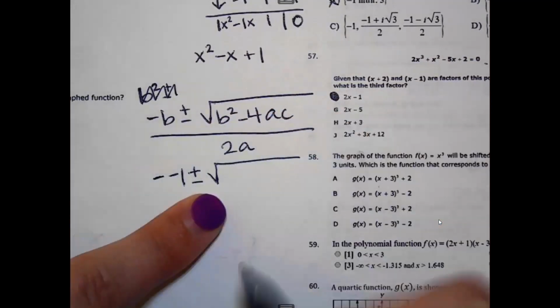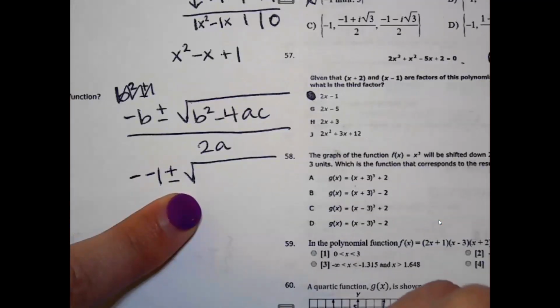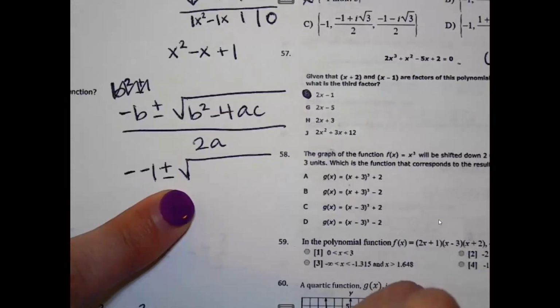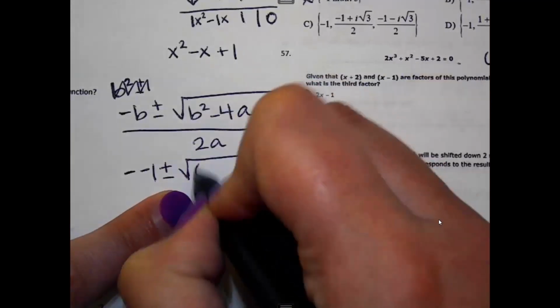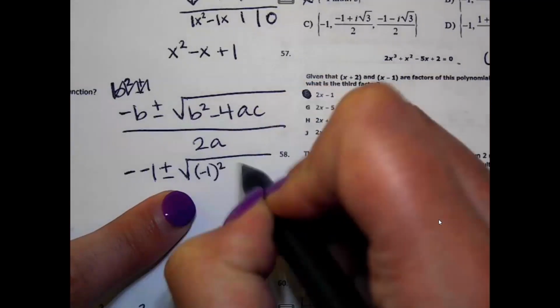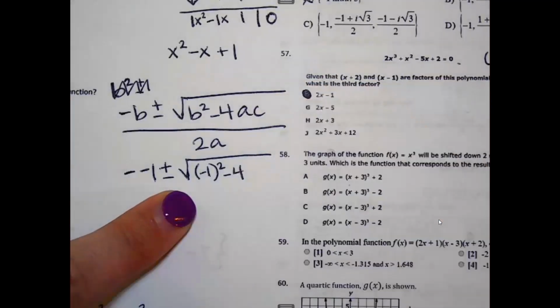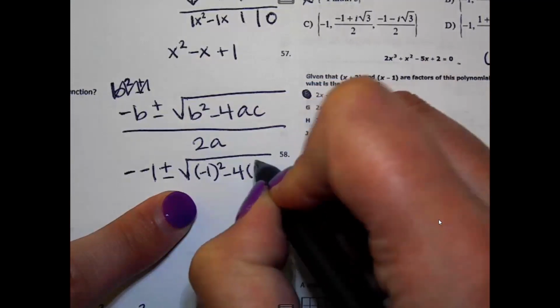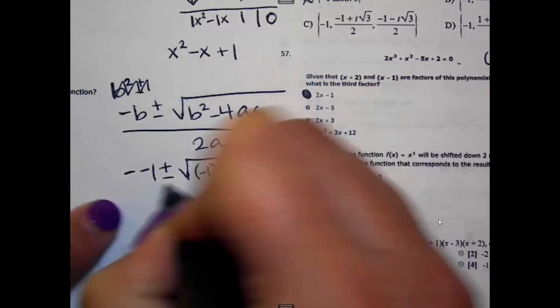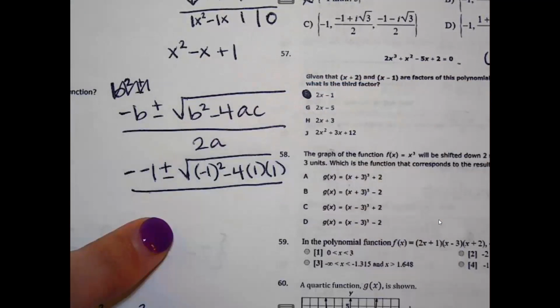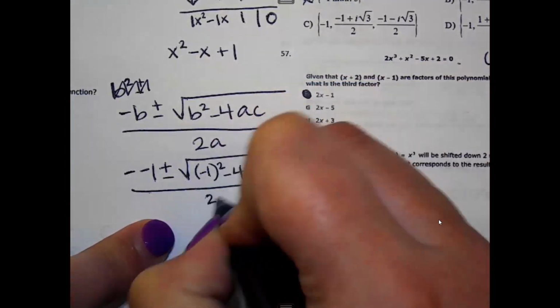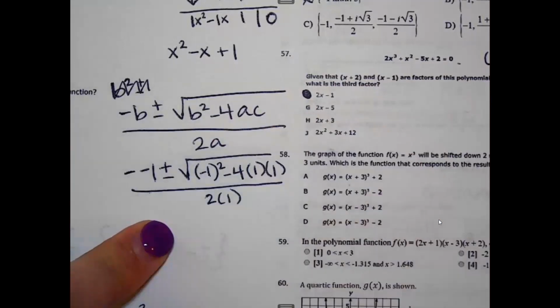All right, and then what should we have? -1 squared minus 4 times 1 times 1, all divided by 2 times 1.